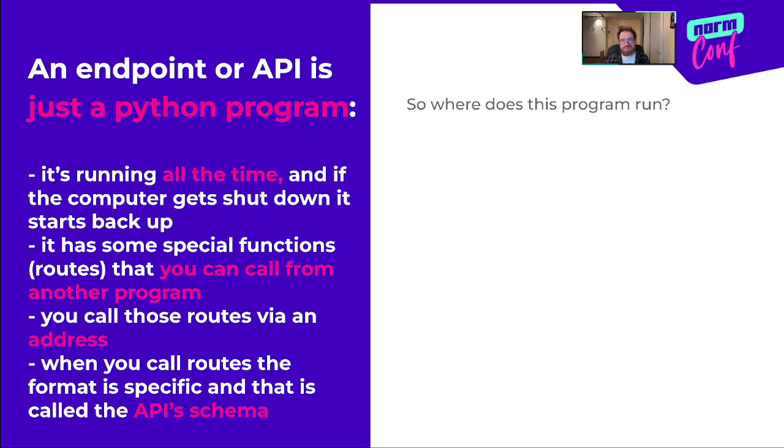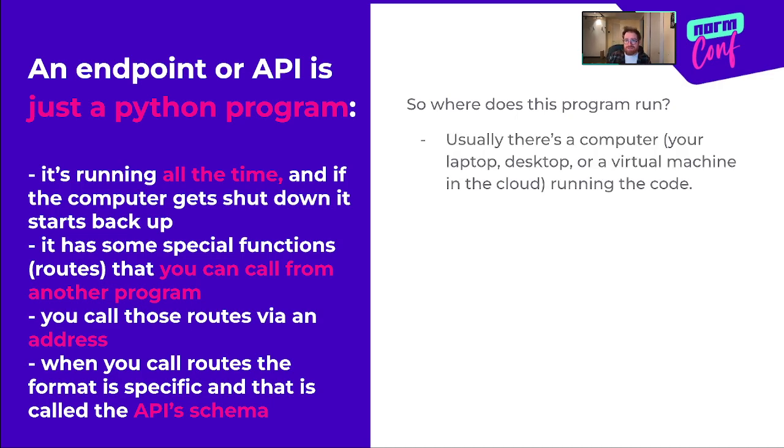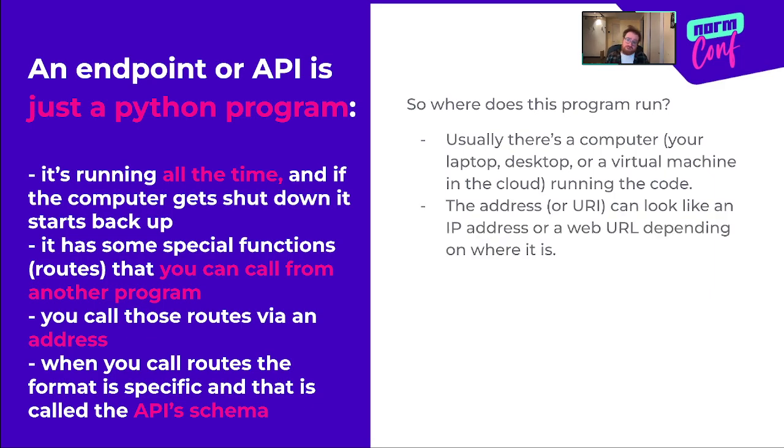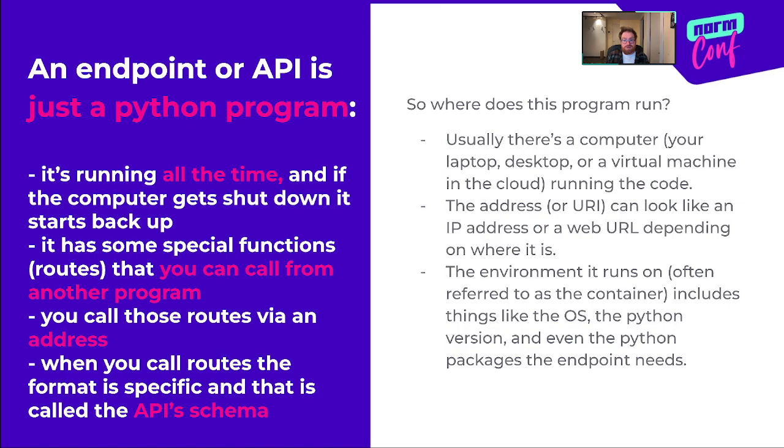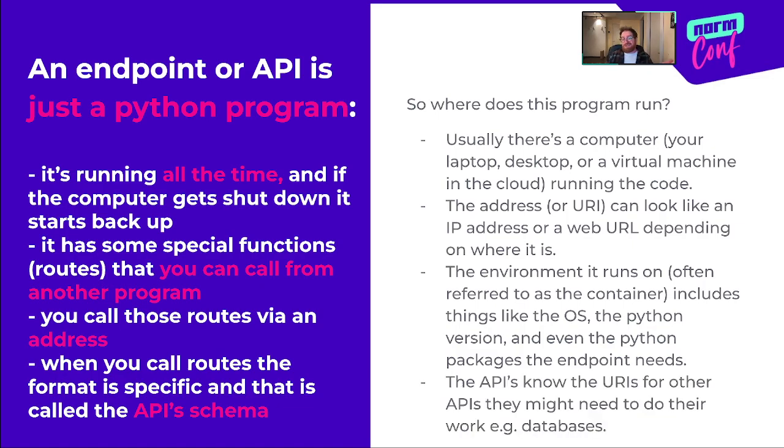So where does this program run? Well, usually there's a computer, your laptop, a desktop, a virtual machine in the cloud running the code. The address, or the URI, can look like an IP address or a web URL, depending on where it lives. The environment it runs on, often referred to as the container, includes things like the OS, the Python version, and even the Python packages that the endpoint will need. And the APIs know the URIs for other APIs that they might need to do their work, like databases, for example.